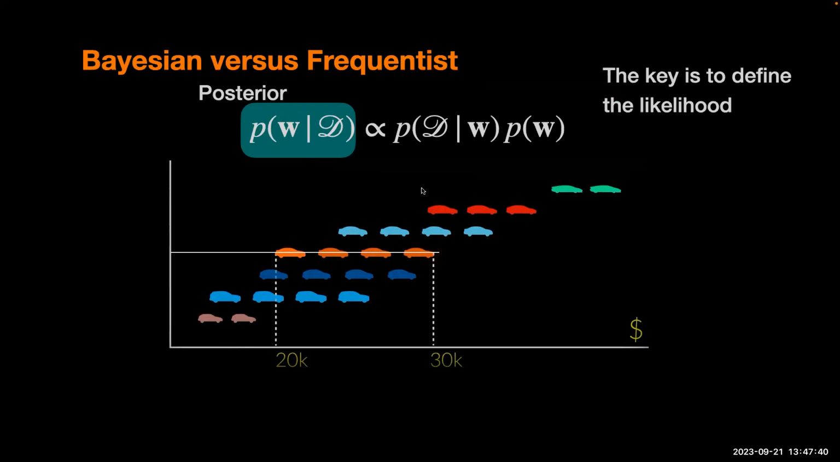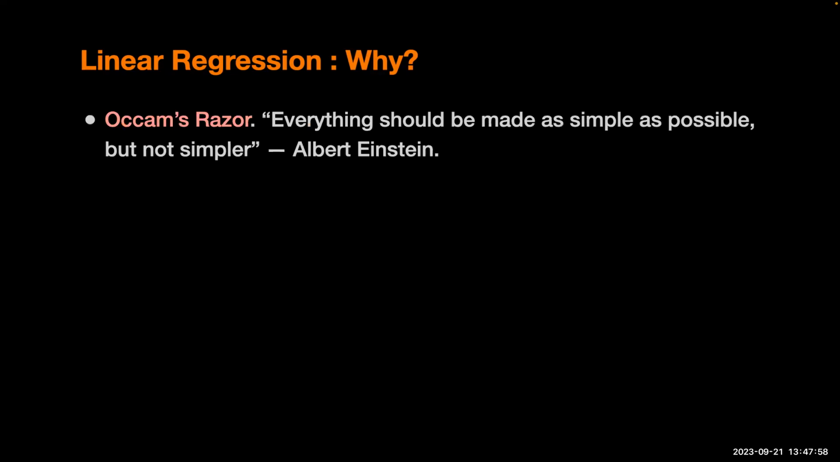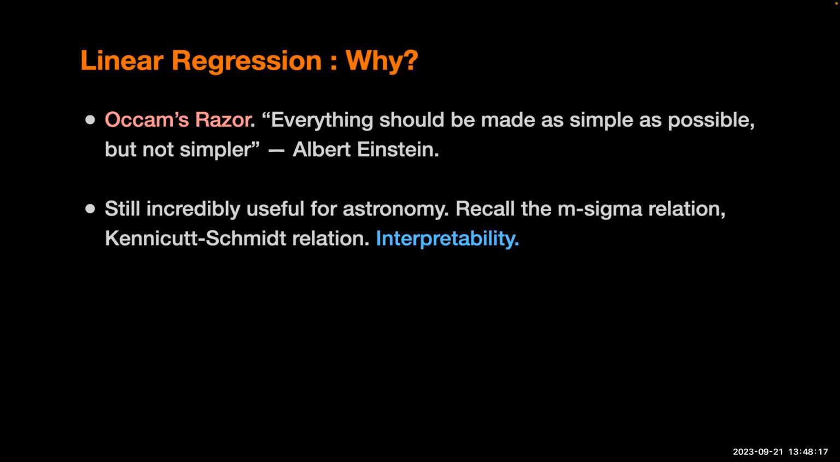Why is this important? The goal here is to define a likelihood. So we move on to one of the specific cases of machine learning called linear regression, i.e. fitting a line. You might say, well, why do I want to fit a line? Isn't that super dumb? No. There are a few reasons why fitting a line is very powerful. First is Occam's razor: if you want to build some insights of the system, just like the M-sigma relation, it's good to make sure that you're using a simpler model, because that will lead to interpretability.